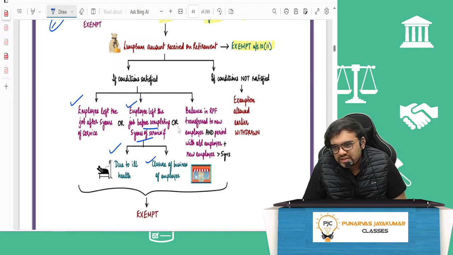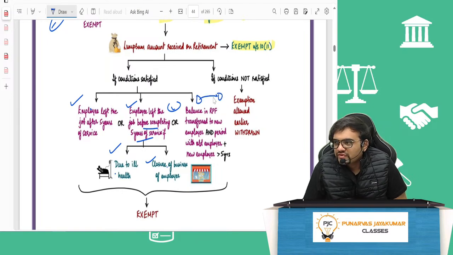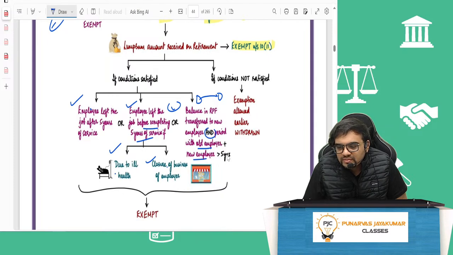So obviously you cannot penalize me. So first condition, second condition, third condition, fourth one. Let's say you joined somewhere else, no problem. From this PF account, you should transfer to that new company's PF account. Then it's okay. So the balance in the RPF is transferred to the new employer, and the period with the old employer plus the new employer should be more than 5 years. Then it's okay, no problem.